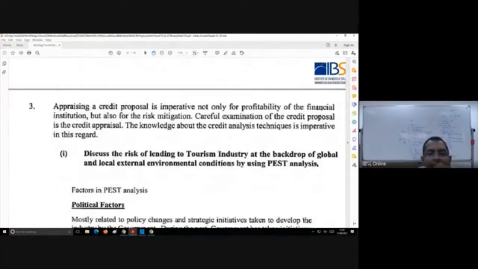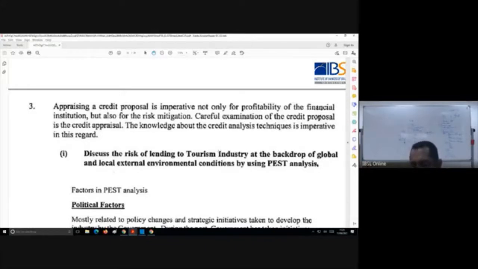Appraising a credit proposal is imperative not only for the profitability of the financial institution, but also for risk mitigation. Careful examination of the credit proposal is the credit appraisal. Knowledge about credit analysis techniques is imperative in this regard. Discuss the risk of lending to the tourism industry against the backdrop of global and local external environmental conditions by using PEST analysis. This is what we use, PESTLE.